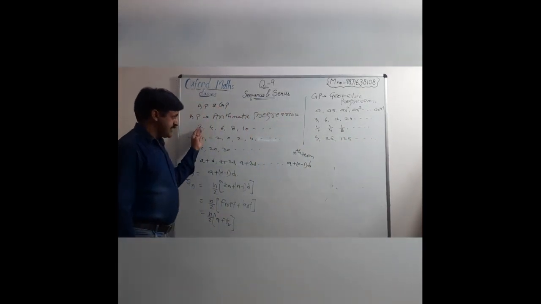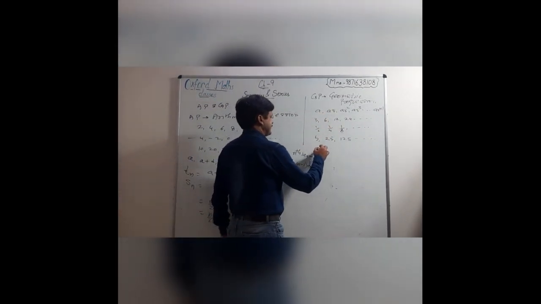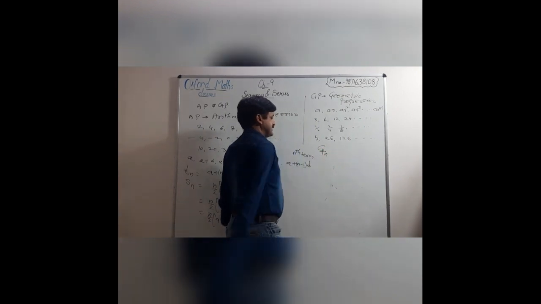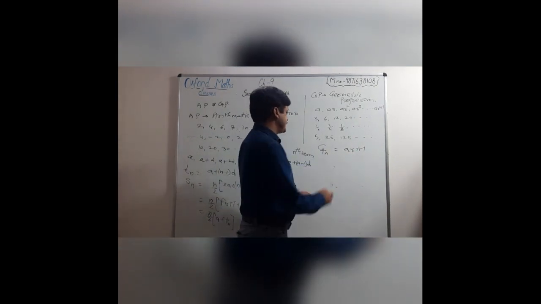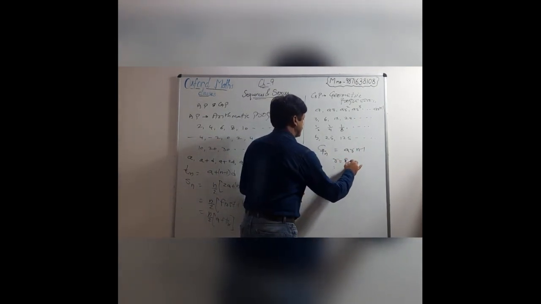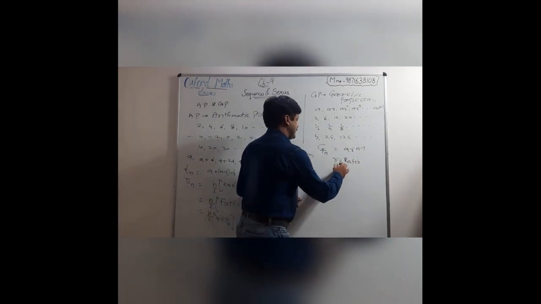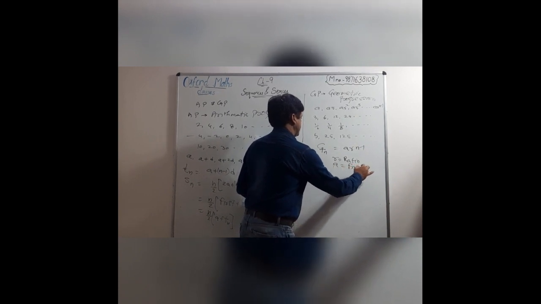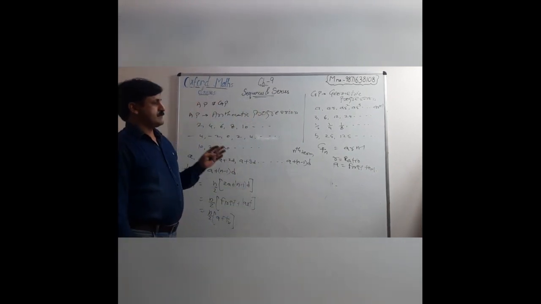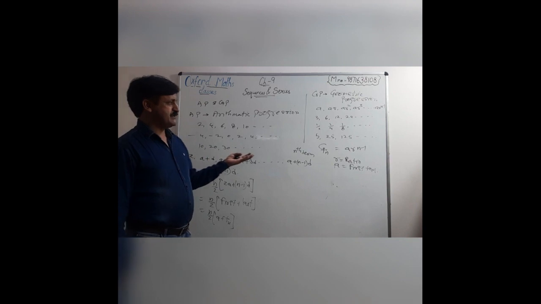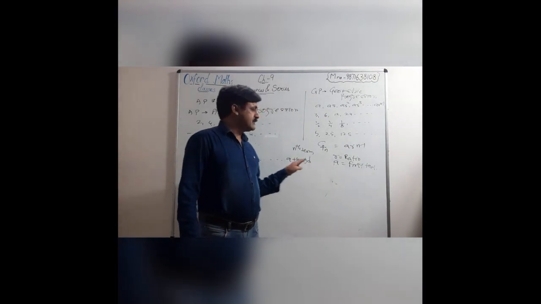When the differences are the same, it is AP. When the ratios, that is the divisions, are the same, it is called GP. Tn, the nth term, is equal to a r power n minus 1, where r is the common ratio and a is the first term. Find any term in GP by the formula a r power n minus 1, where r is the ratio and a is the first term.